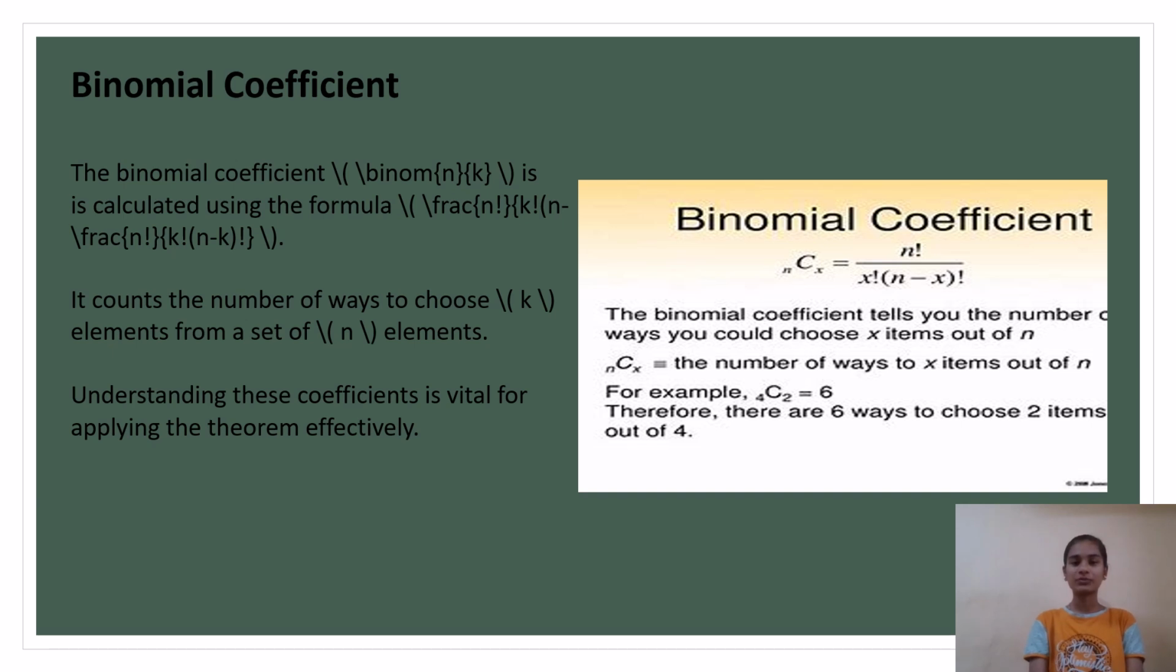The binomial coefficient is calculated using this formula as presented on the screen. It accounts for the number of ways to choose k elements from a set of n elements. Understanding this coefficient is vital for applying the theorem efficiently, which tells the number of ways you could choose x items out of n, that is, nCx, the number of ways to choose x items out of n.